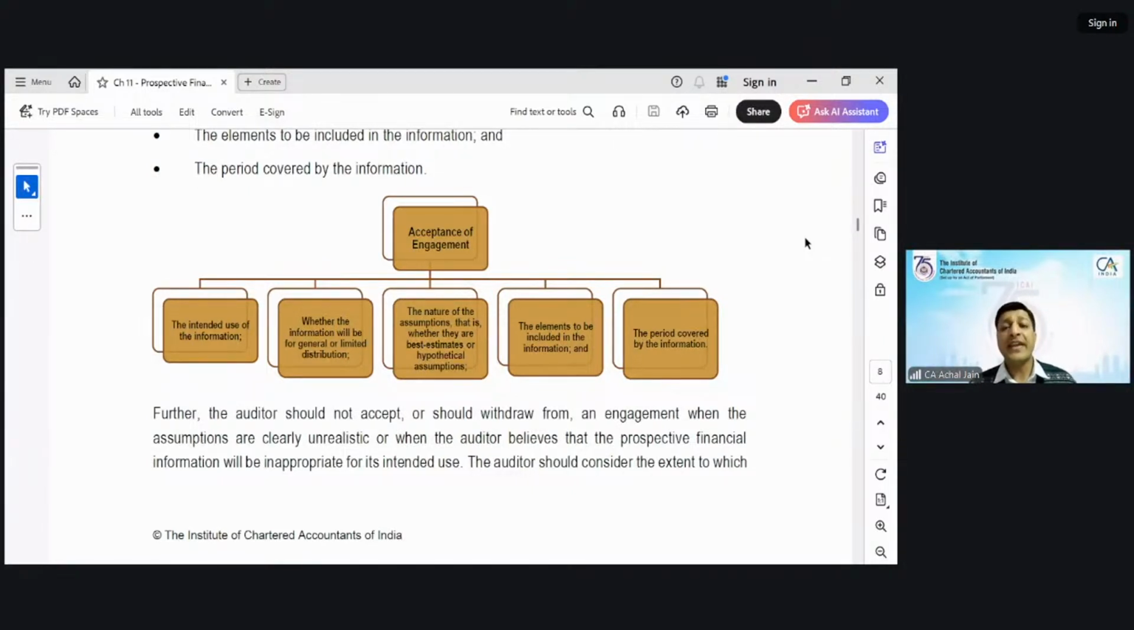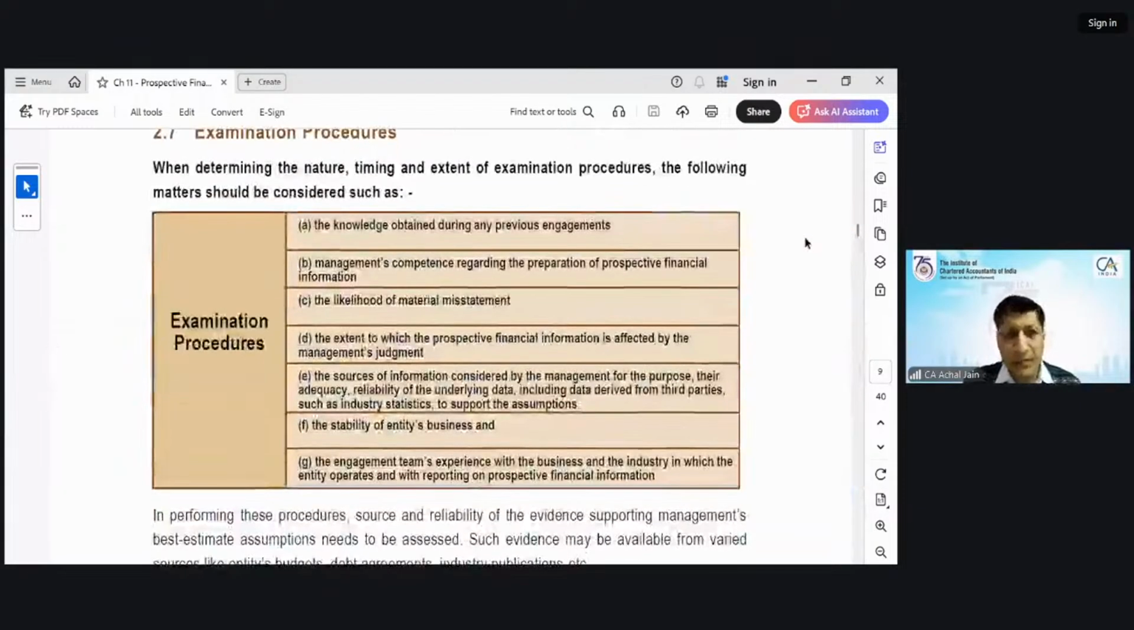And of course the engagement letter, wherein you get to an understanding about the terms, meaning who is going to be the recipient of this information, and the intended use, for example, whether it will be available in general to all, or it will be a limited distribution. Of course the assumptions, elements to be included, and period covered all form part of the engagement letter, right?